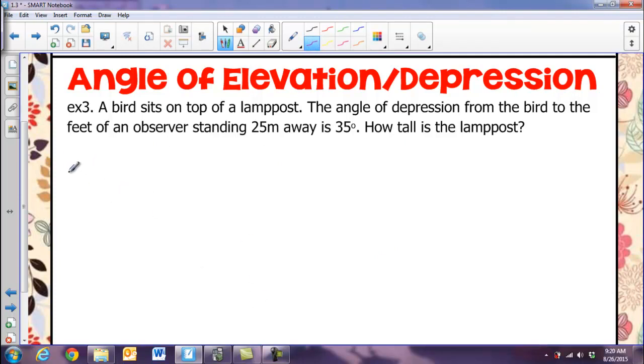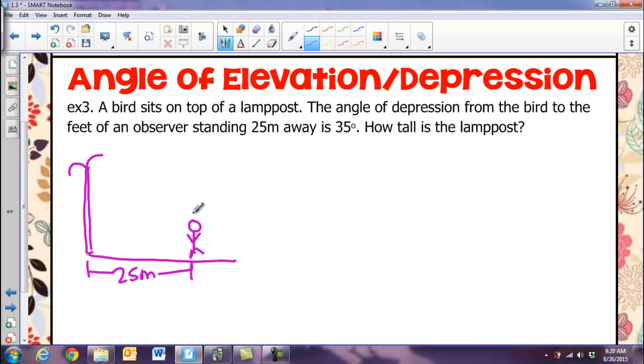So I have some bird. Yep, that's my bird. And he's hanging out at the top of a lamppost. I have really creative lampposts. Okay? And we know that there's some dude standing over here, and he is 25 meters away. So from here to here, it's 25 meters.